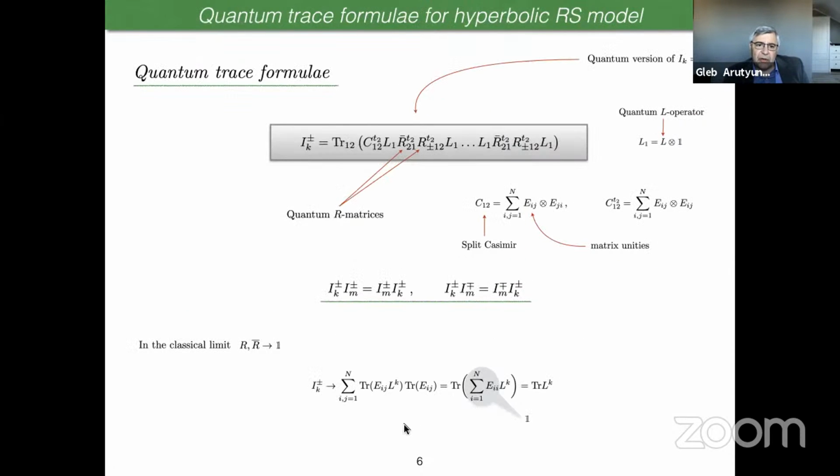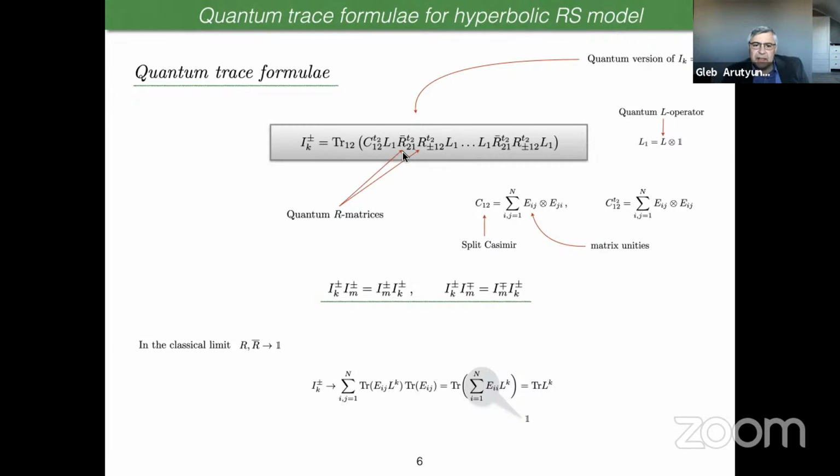Now, the result is a family of quantum integrals, actually two families of quantum integrals, I_k, where k runs from 1 to n. The two families are reflected in the appearance of plus-minus. And this is the explicit formula. As you see, it's not given by just a single trace, like in the classical case, but a double trace over two matrix spaces. This formula involves the quantum L operator of the model put in the first matrix space. It also involves the so-called split Casimir element, which is given in terms of standard matrix unities in this way. This Casimir comes transposed in the second matrix space.